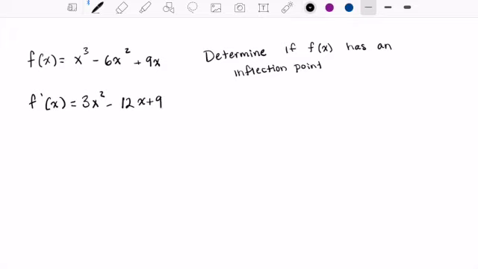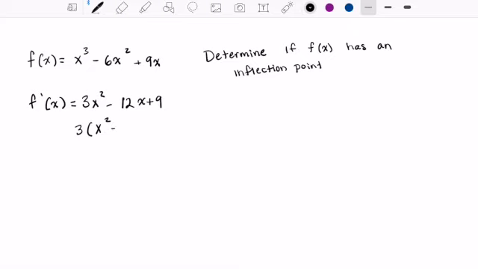Now this is the same function I used in the video for utilizing the second derivative test to check for local min and max. And I'm going to go ahead and do that again just for time's sake. However, I'm going to go a little bit faster here.